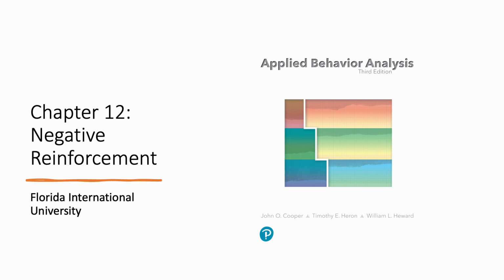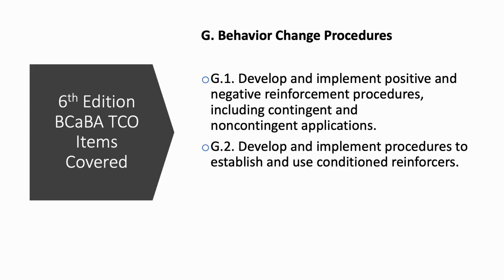This is from the Cooper, Heron, and Heward textbook, the 3rd edition. There are two 6th edition BCaBA TCO items that will be covered within this lecture, and they'll be coming from the Behavior Change Procedures section of the TCO list. More specifically, the TCOs that we will be covering are G1 and G2.